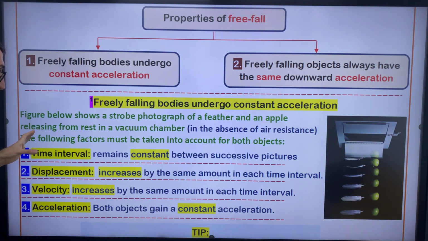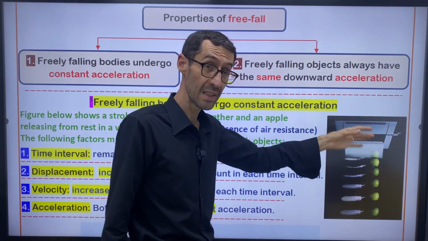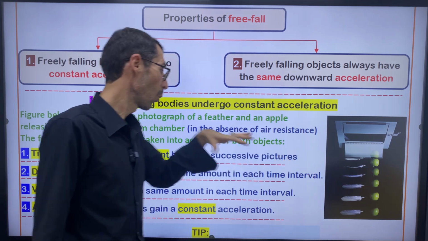So we have to study some factors regarding the vacuum chamber. What are these?